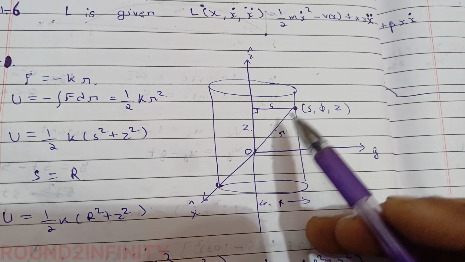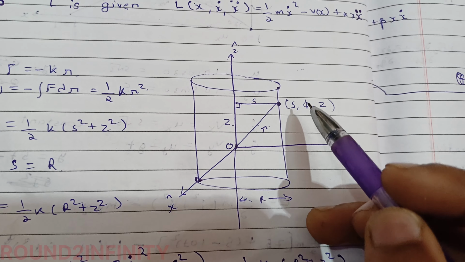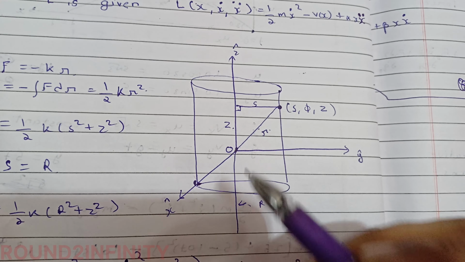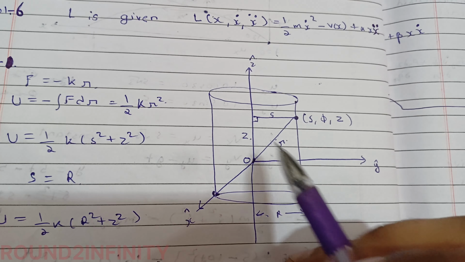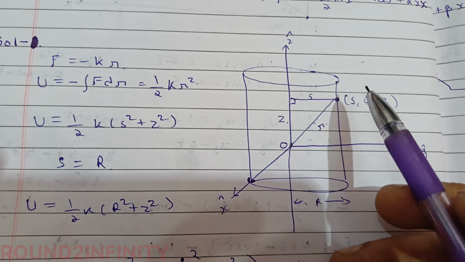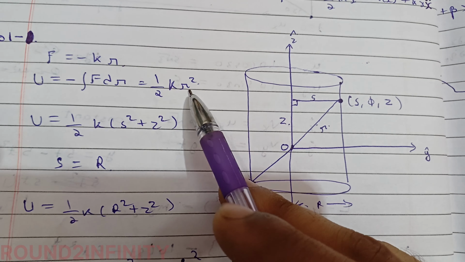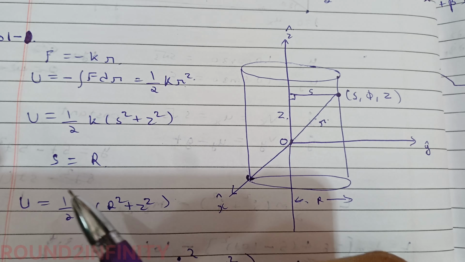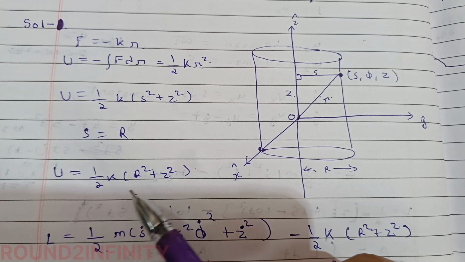Now see this r, and this is the cylindrical coordinate system, so this will be s, this distance is z, and this phi will be from here, meaning when you take the projection here, this will be your phi. That's how you can find the coordinates. Now in place of r square, you can write s square plus z square, because this is a right angle triangle, so r square will be s square plus z square. The radius of the cylinder is given as R, so we can write s equal to R. So U will be 1 upon 2 k times R square plus z square.